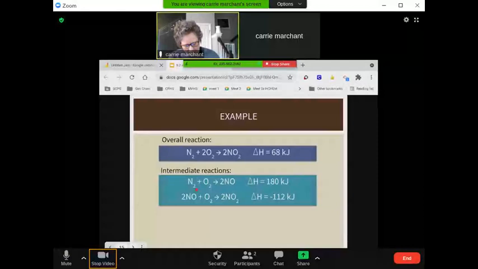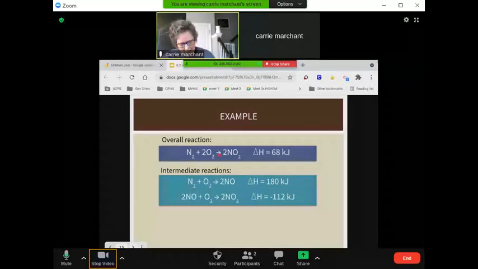Not if they're separate. If they're separate, 180, negative 112. But if I'm adding them together to find the goal, nitrogen monoxide is on the left side of the yield, or like the left side of the equal sign, and the right, so I can cancel it out. What's left? 1 mole of nitrogen gas, 2 moles of oxygen gas, and 2 moles of nitrogen dioxide.